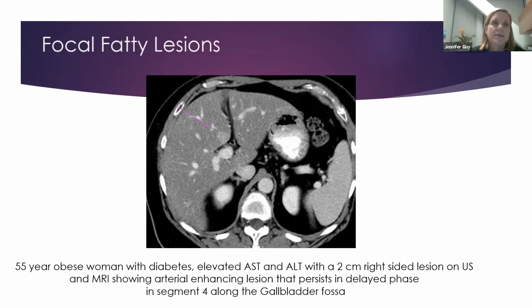And so this is a focal fatty lesion. So this is focal fatty sparing. And when we see this, we can say, okay, there's not a lesion on ultrasound, it's not borne out on an MRI, and we manage the fatty liver disease and the metabolic syndrome.